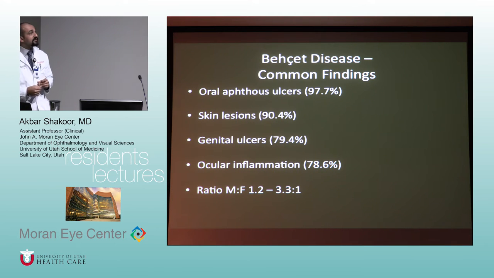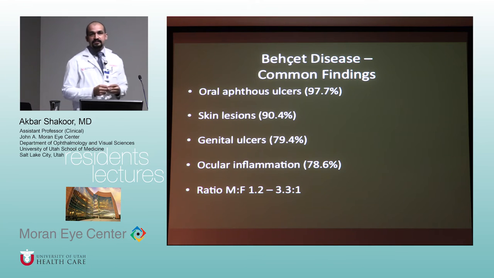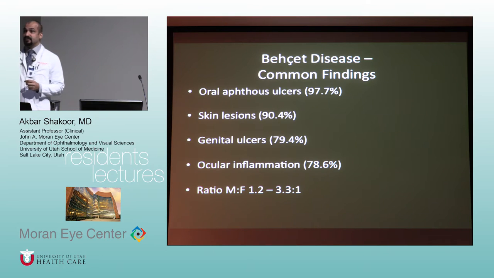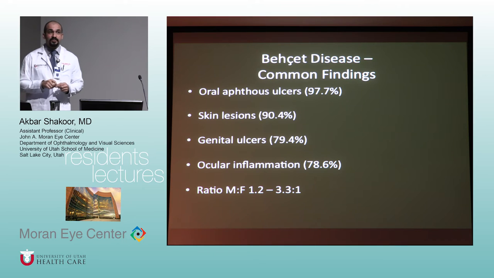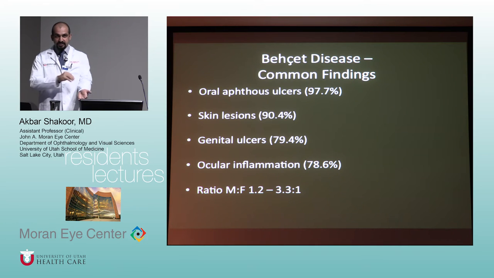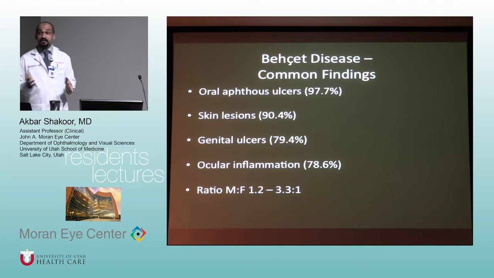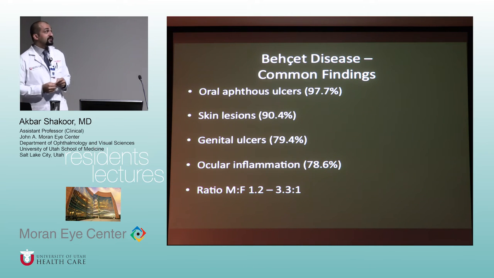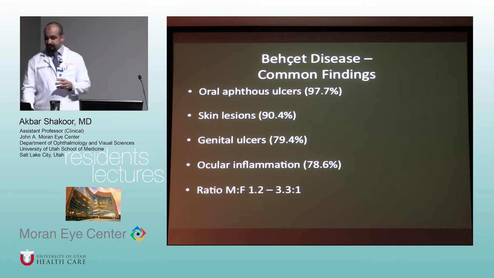97% of patients will have oral aphthous ulcers, genital ulcers in about 80%, and skin lesions. Who knows what the pathergy reaction is? You stick a needle just under their skin, and if they have a reaction, it creates a blister. So you see this vesicular eruption in the track of the needle. So you have patients coming in with a kind of dermographic rash, and anytime they get an abrasion, they'll get these vesicles. That's something you see very commonly in Behçet's disease. Ocular inflammation is almost a hallmark of this disease, almost 80%. It's more common in males than females.